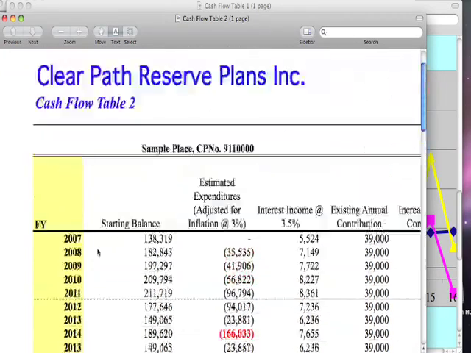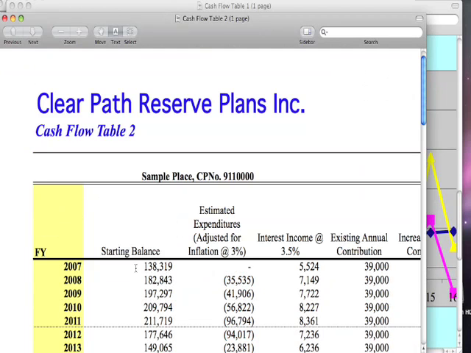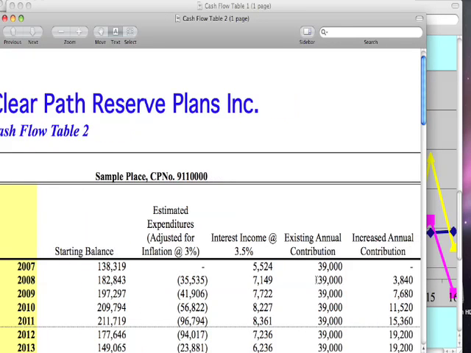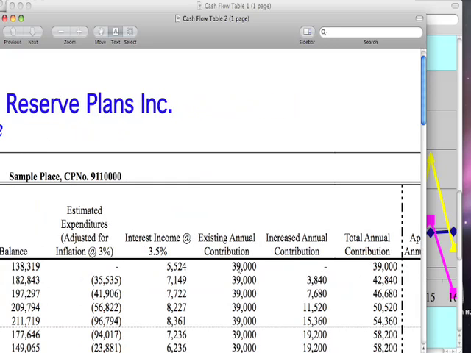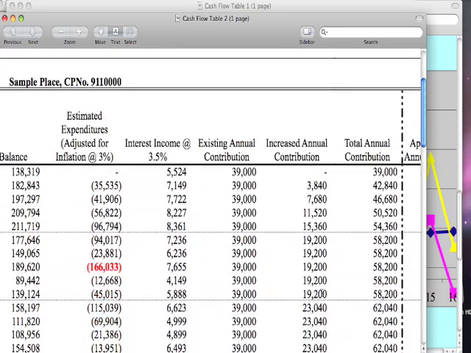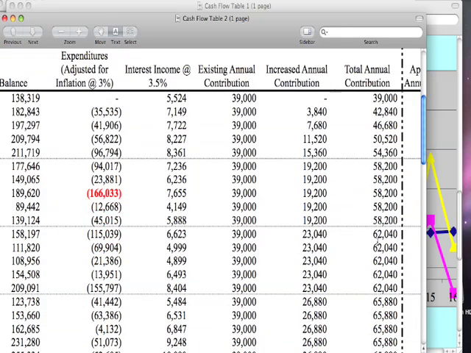Again, the fiscal years, the starting balance is the same in that year. What we've done here, of course, is we've taken that 39,000, and as we go into the future, we add to it. And as you'll notice in this example, we've kept it level for 5 years, and then change it every fifth year.